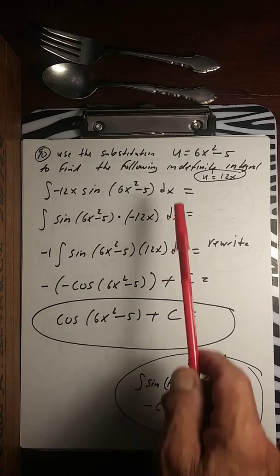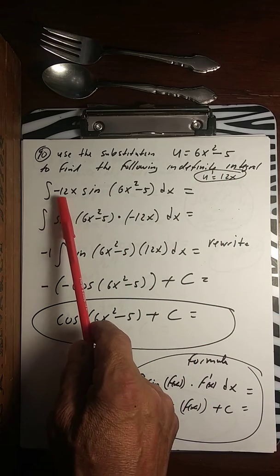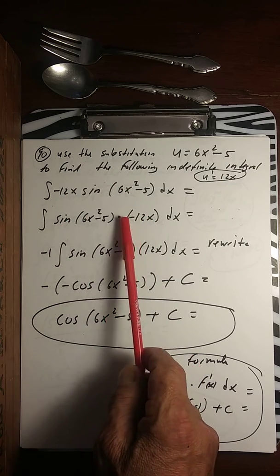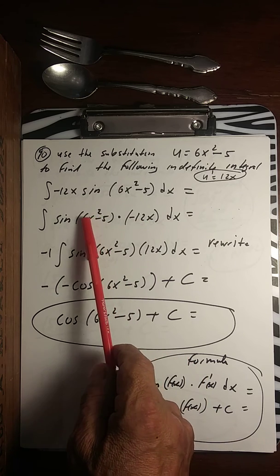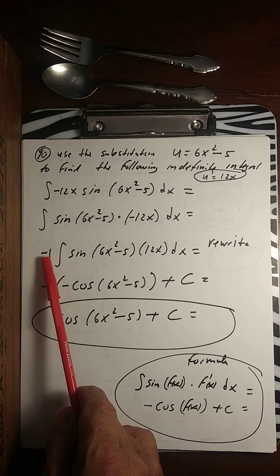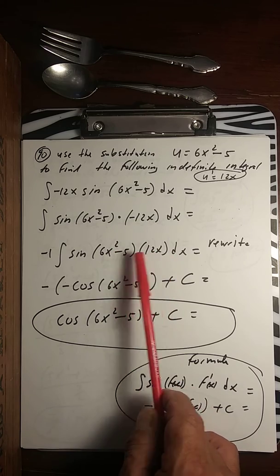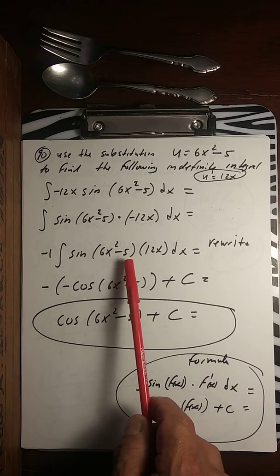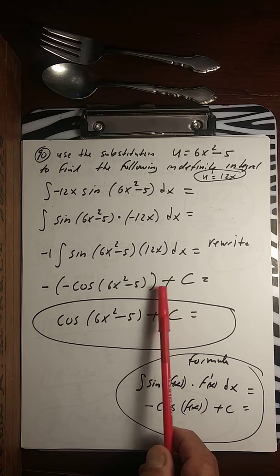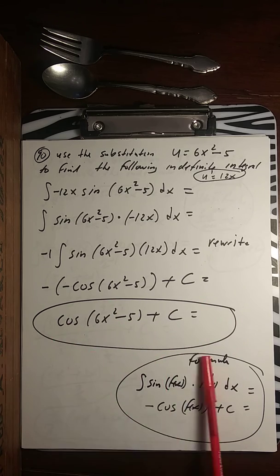Use the substitution u equals 6x squared minus 5. The derivative of that is 12x. So let's rewrite this: negative 12 times that, the sine of 6x squared minus 5 times negative 12x. Now, the derivative of this is just 12x, so there's a negative there, and we're going to factor the negative out. Now we have sine of 6x squared minus 5 times 12x. Is that the derivative of this? Yes. So now we can use this formula. This becomes negative cosine of 6x squared minus 5, and a negative of a negative is a positive, so cosine of 6x squared minus 5 plus c. There's our answer.